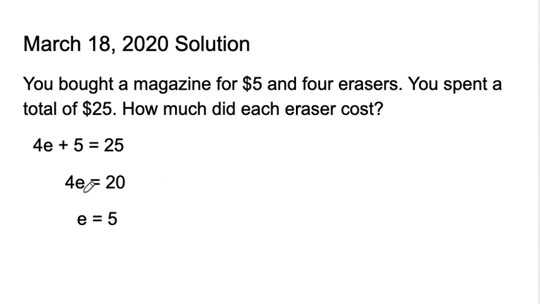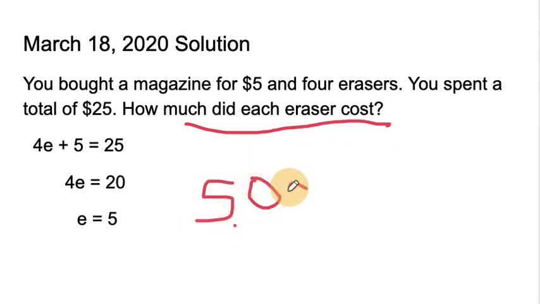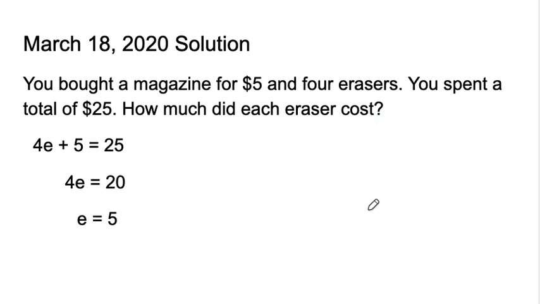Now I'm going to multiply and divide, because remember, I'm trying to get e here by itself. So I'm going to divide both sides by 4. 4 divided by 4 equals 1, so those cancel out. 20 divided by 4 leaves me with 5. So in the end, when asked how much each eraser cost, $5. And I'm going to put it, bear with me, I'm trying to do this with a trackpad and finger. Yeah, not too bad. So each eraser costs $5.